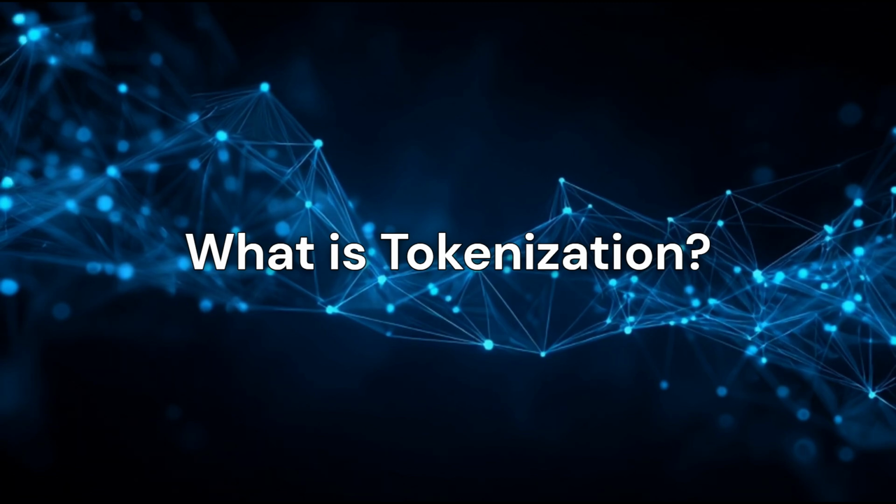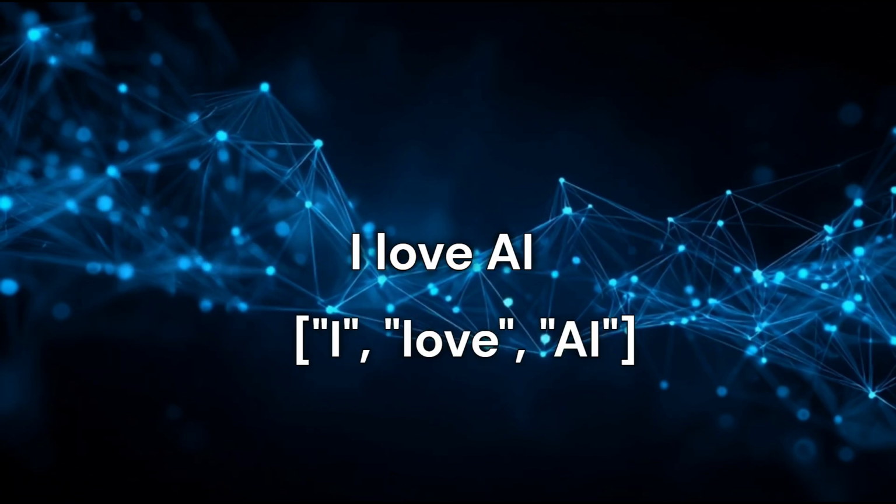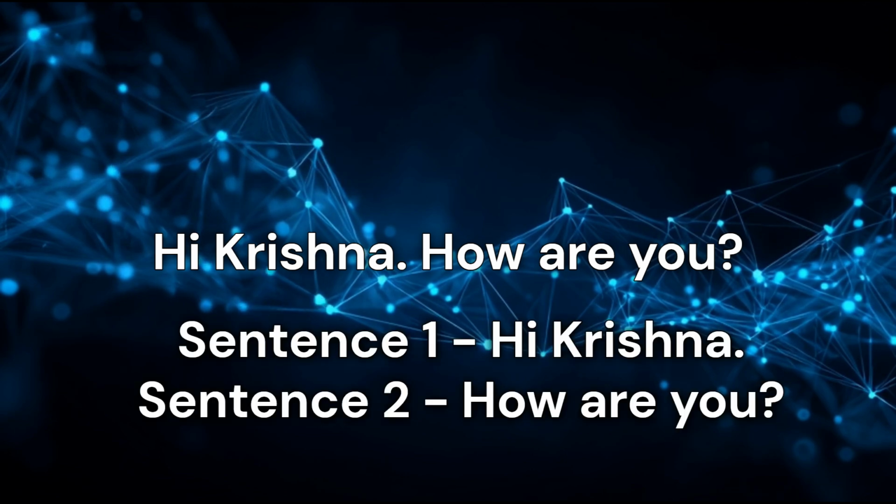Imagine someone gives you a whole paragraph without any spaces or structure. A computer cannot directly understand that text. So the first thing NLP does is break the text into smaller meaningful pieces. These smaller pieces are called tokens. For example, "I love AI" becomes "I", "love", "AI". Each word becomes one token. Similarly, "Hi Krishna, how are you?" can be divided into two sentences. Sentence one, "Hi Krishna", sentence two, "how are you?" The process is called sentence tokenization.